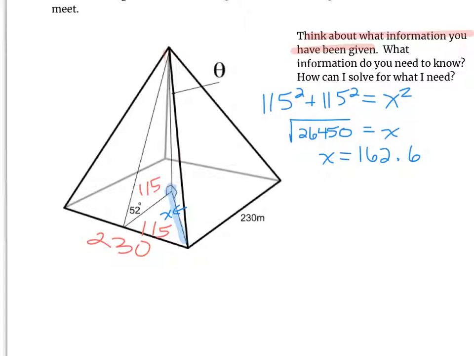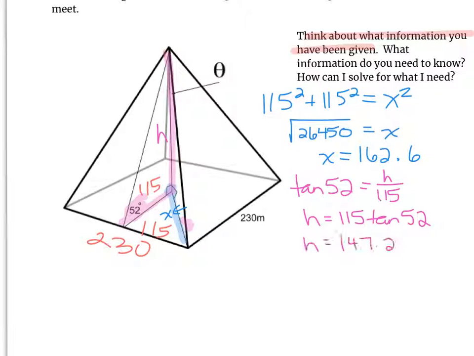So now what I can do is use this triangle. I have this angle, because remember I don't have this angle down here, but I have this angle, and I can use that plus the 115 to find the interior height of the pyramid. I use SOHCAHTOA for that because it's a right angle triangle. So the tan of 52 is going to be the height divided by 115, or opposite over adjacent. So the height of the triangle is 147.2.